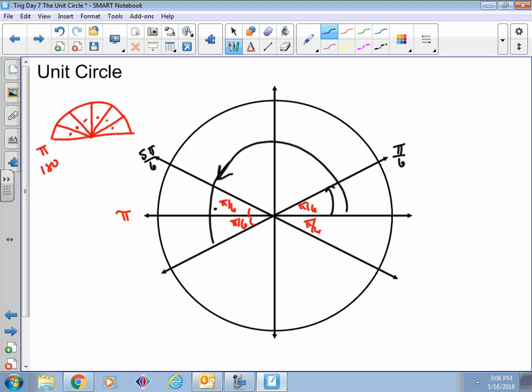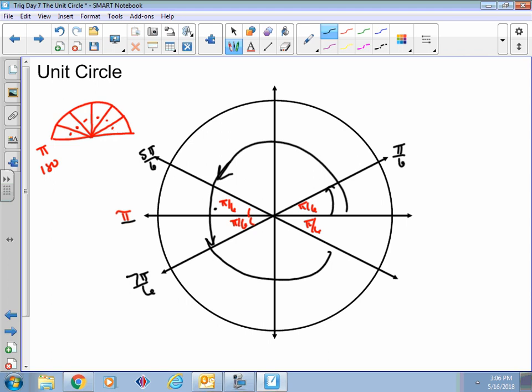Okay, how about if I go all the way to there? Now how many radians am I? Well, I'm pi over 6 further than pi. Pi is the same thing as 6 pi over 6, just reduced. 6 pi over 6 plus another pi over 6, 7 pi over 6.